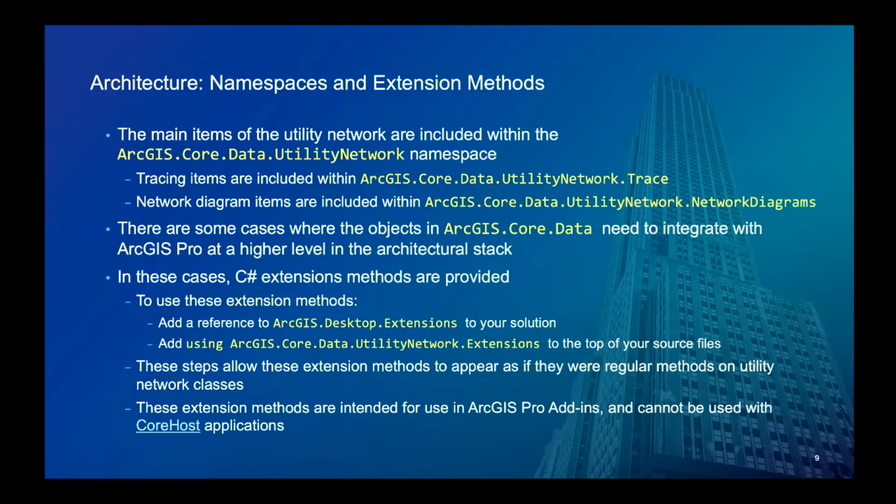And if you've never used a C# extension method before, how to basically do it is you add a reference to ArcGIS.Desktop.Extensions into your solution, and then you add a using clause at the top, and then what that will do is it appears to add methods to some of the classes in the API. So you can call it as if it is a class method, but it's actually an extension method. We'll talk some of the examples as we go through.